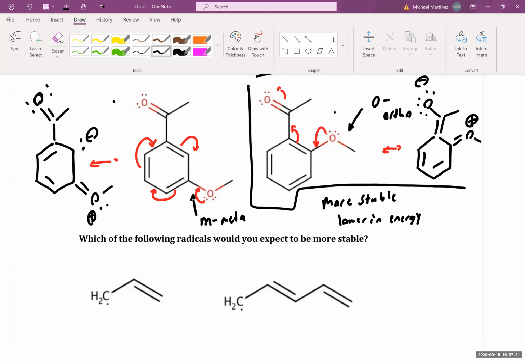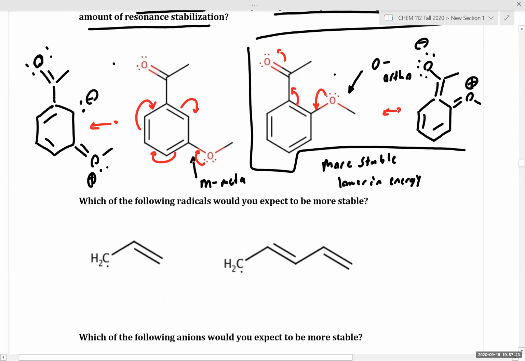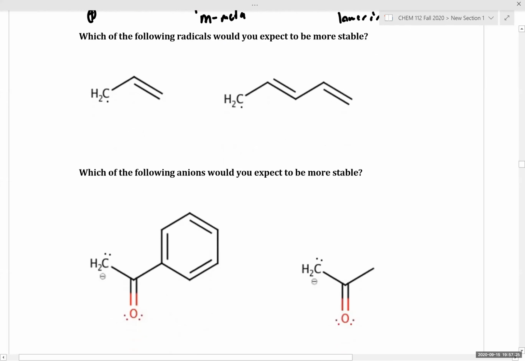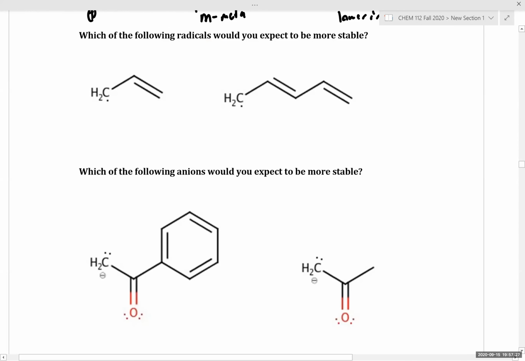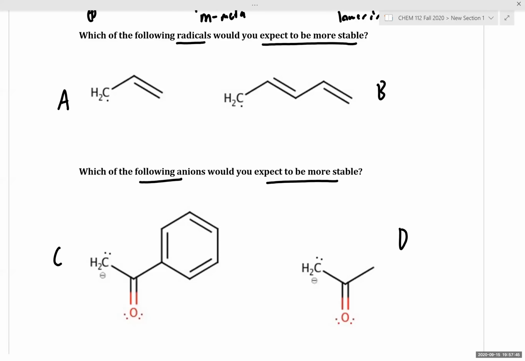Okay, perfect. So let's try to work on the following pair of examples. I'd like you to tell me which of the following radicals would you expect to be more stable, and which of the following anions would you expect to be more stable. I'll label these A, B, C, and D. Let's work on this for about 2 to 3 minutes, and then we'll discuss this example.